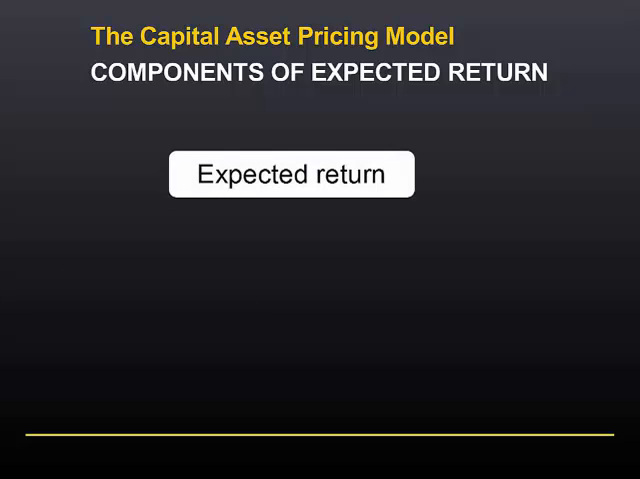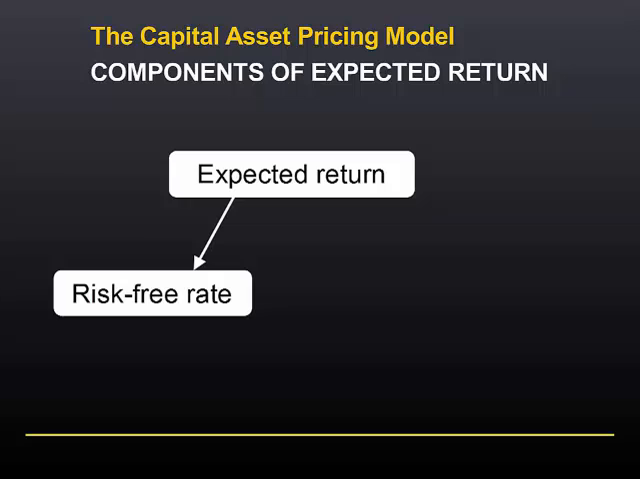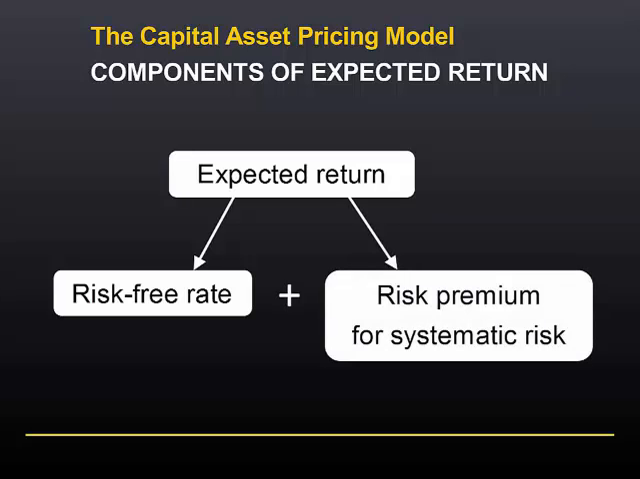The first component is the risk-free rate of interest. We would expect to earn at least the risk-free rate of interest on any risky investment. Otherwise, we would just invest in a risk-free asset. But on top of the risk-free rate, we expect a risk premium, extra return, to compensate for risk. As we discussed in the previous module, because unsystematic risk can be diversified away, we would only expect to receive a risk premium for bearing systematic risk.